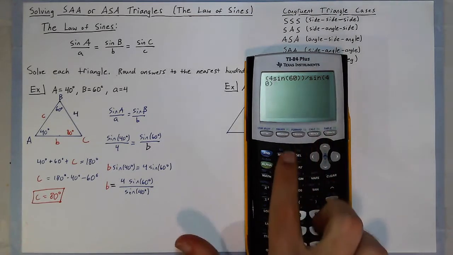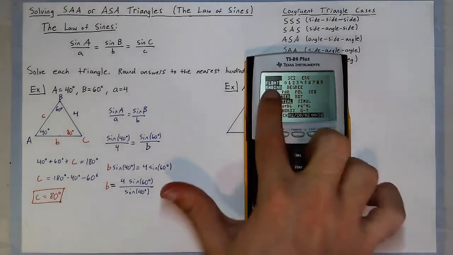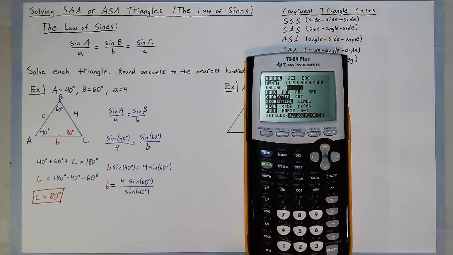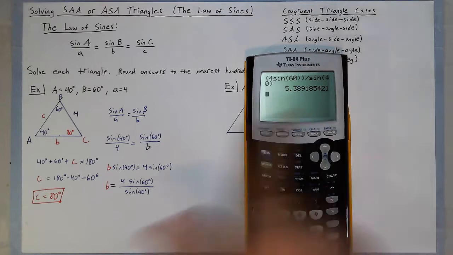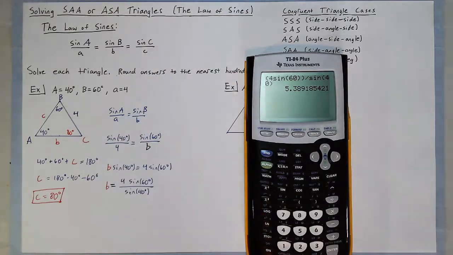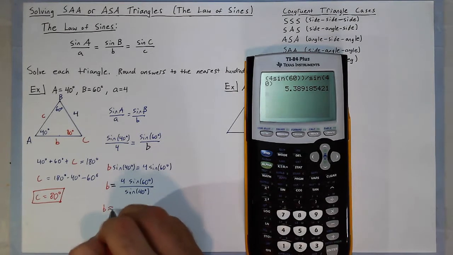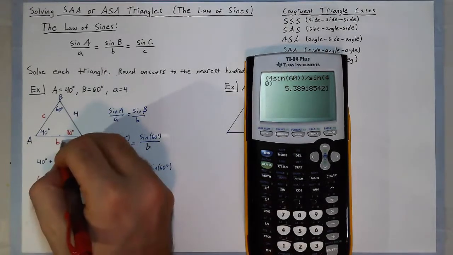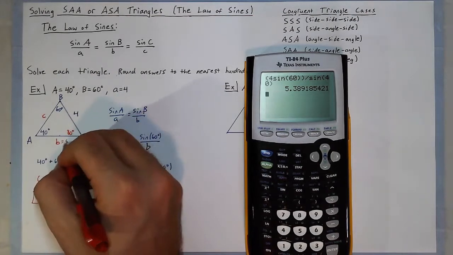Now before I hit enter, I'll hit mode. I see I'm still in radian mode, but I need to have this in degree mode. So I'm going to switch that to degree. And I'll hit enter, and I'll get 5.389185421. That's a very long decimal, but this problem wants me to round to the nearest hundredth, so it'll be 5.39. So B is approximately 5.39. And now I'm one more side away from solving the triangle.